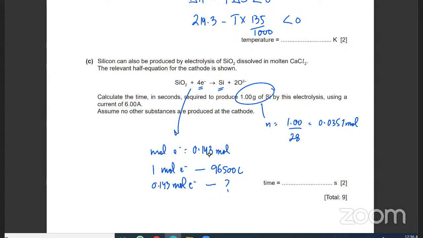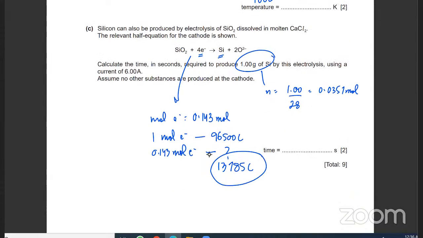Is that 13,000? 785. So we're getting 13,785 coulombs, right? And once you have the total charge that's passing, you can use Q is equal to IT to figure out the time, which is 13,785 coulombs, and you know the current as well, that's 6 amperes, and you can figure out what the time is in seconds.